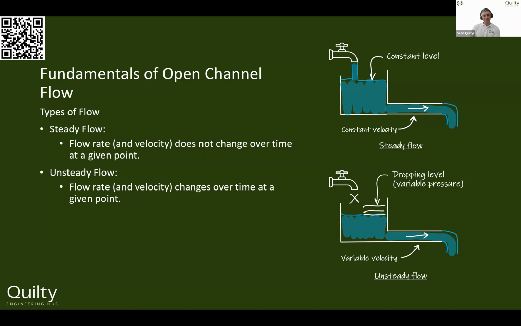If you had unsteady flow, this is when the flow rate and the velocity do change over time. As an example, if I turned off that tap, then all of a sudden my water level in the bucket will start to drop. And again, if we cast our mind back to the pipe design webinar that we did, as that water drops, all of a sudden you're getting less and less pressure or hydrostatic head behind that hose. So your flow rate is going to drop and your velocity is going to drop. That's an example of unsteady flow. So they're the two types of flow that you could have.